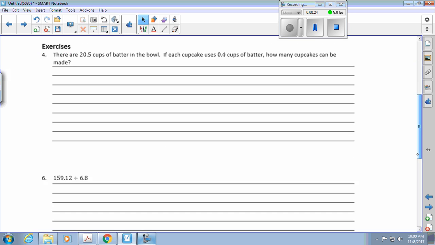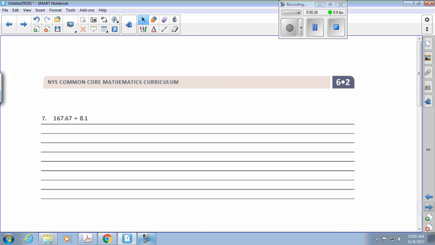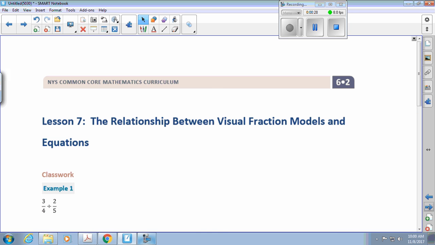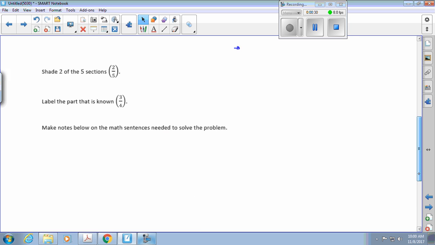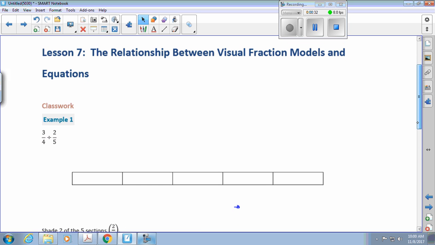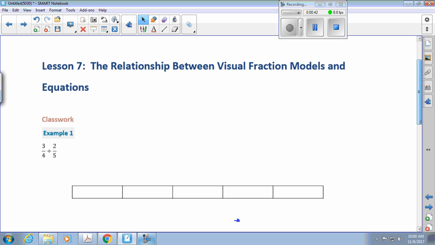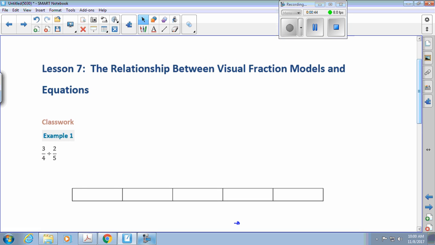I believe it's... Actually, we're going to go over your homework at the end of class. So we are going to page 18 in your module book. It says Lesson 7, the relationship between visual fraction models and equations. To be honest, we are not going to focus on the models today. We are going to go old school with this math. We are going to learn the algorithm.